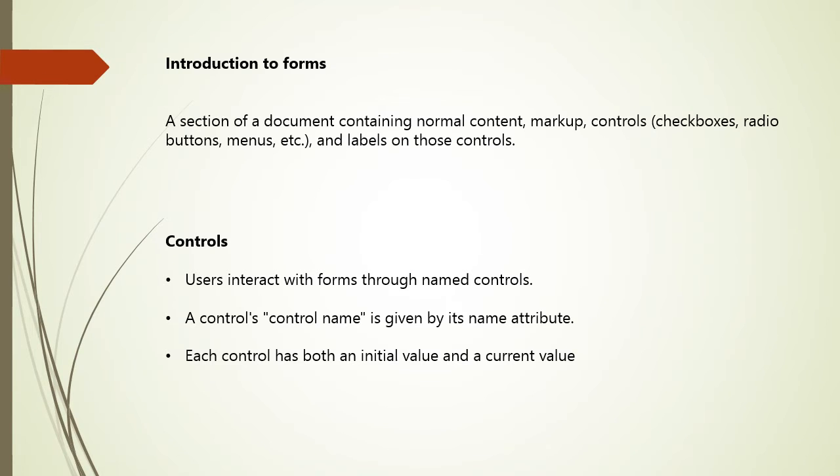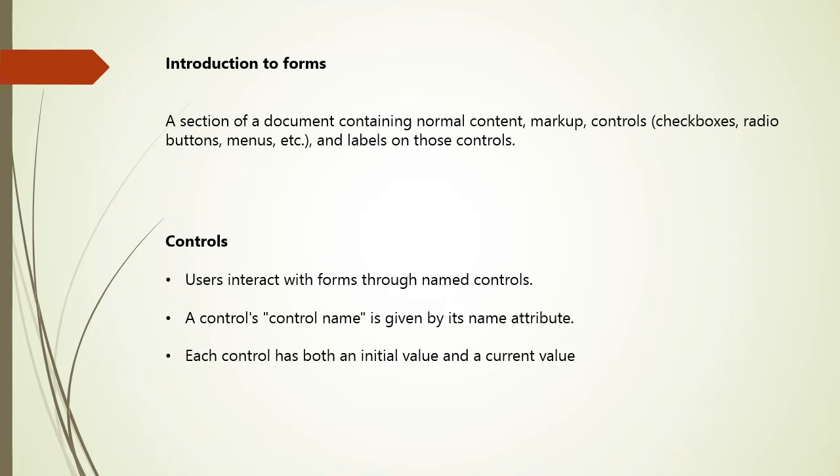What is a form? An HTML form is a section of a document containing normal contents, markup, and special elements called controls, that is checkboxes, radio buttons, menus, etc. and labels on those controls. Users generally complete a form by modifying its controls, like entering text, selecting menu items, etc., before submitting the form to an agent for processing, for example to the web server or to a mail server.